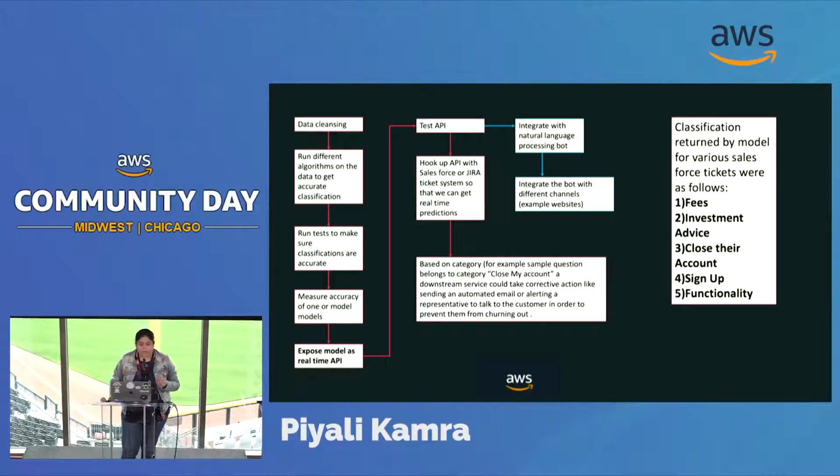And then we will go over in the demo what the steps are involved in exposing this model as a real-time API. A few things that I covered were how you bundle up the model into a microservice framework like Flask, and how you create your Docker container, so we will go over that as well. And then testing the API. Now we had two paths available to us. Either we can hook up this API with our Salesforce or the Jira ticketing system so that we can get real-time predictions, and then based on the category, we would have downstream services which would decide what exactly to do to engage with the customer.